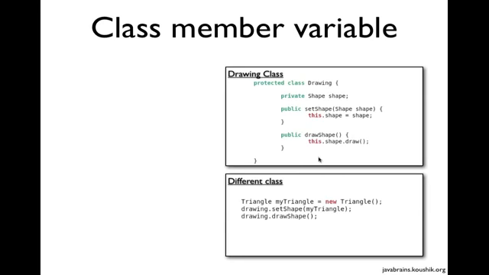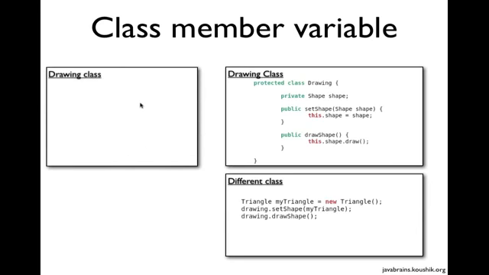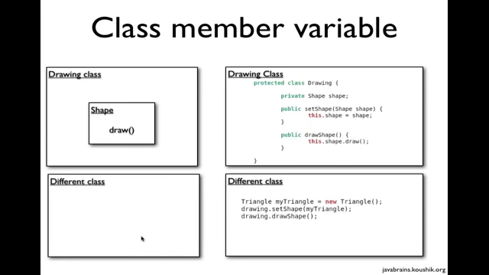Okay, so now the advantage here is that in our drawing class, instead of having an instance of a specific shape, such as a triangle or a circle, it has an instance of the parent shape object. So this can be anything. Now what's going to happen is I will have a different class which has a triangle, and then this class is going to pass the triangle to this drawing class, and then the drawing class is going to have a triangle. If this class passes a circle to the drawing class, it is going to have a circle.